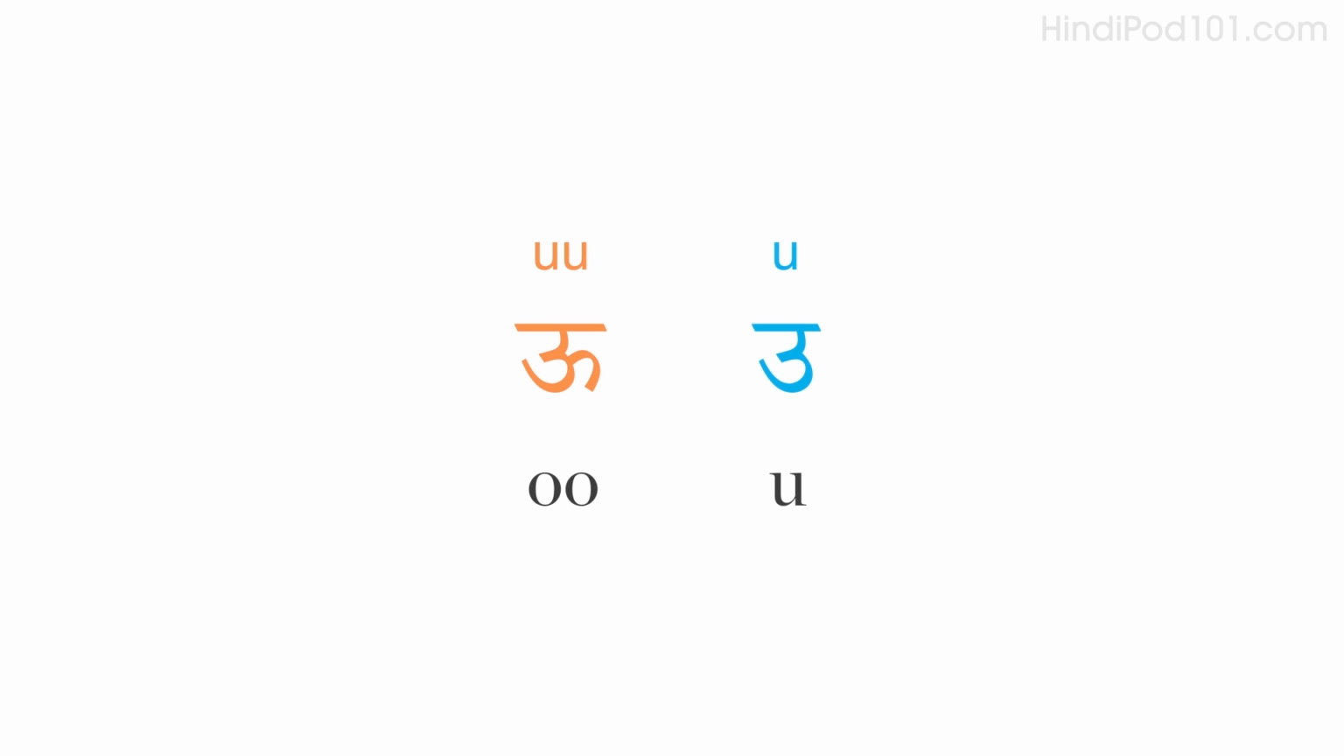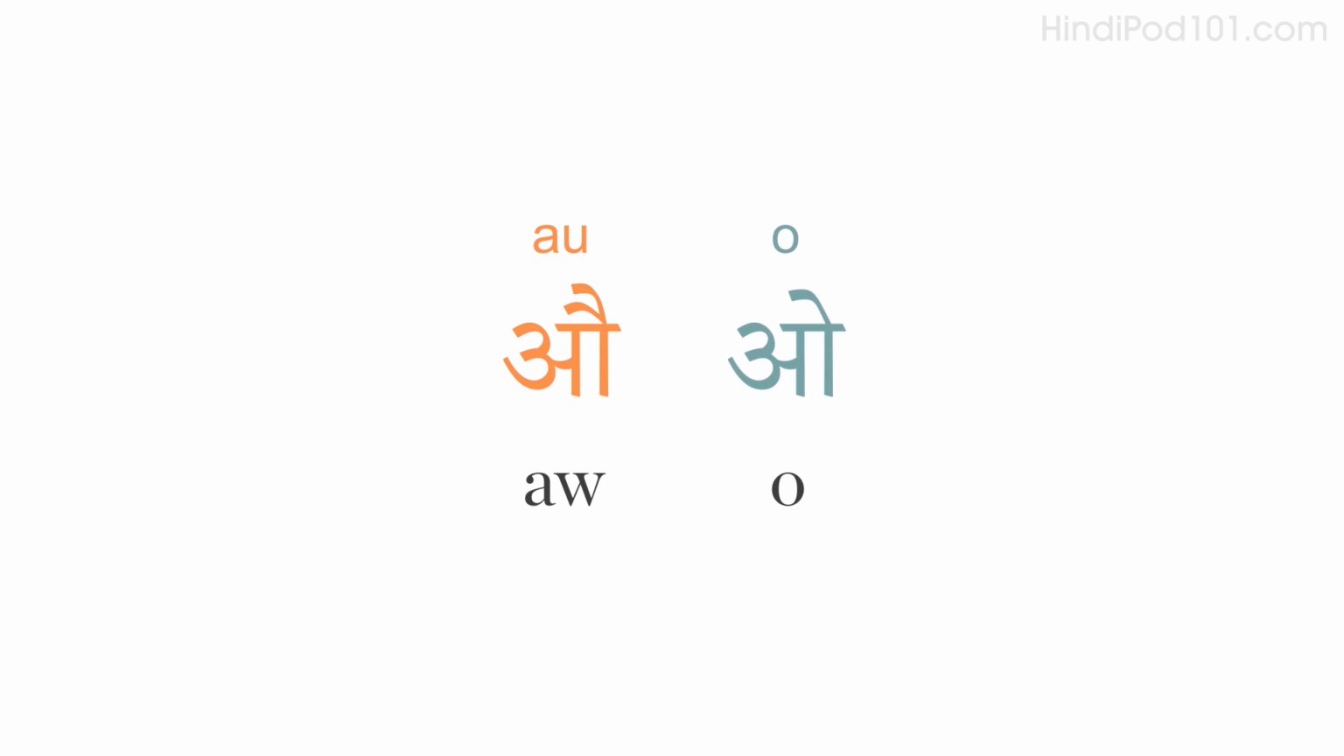Then we have U, which is like the letter U in put, and U is like the sound of the letters O in room. A is like the A in May. A is like the sound of the letter A in hat. We also have O and O. O sounds like the O in box, and O sounds like the letters AW in saw.